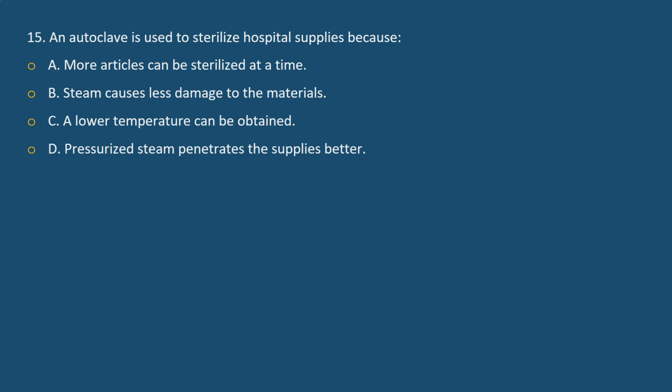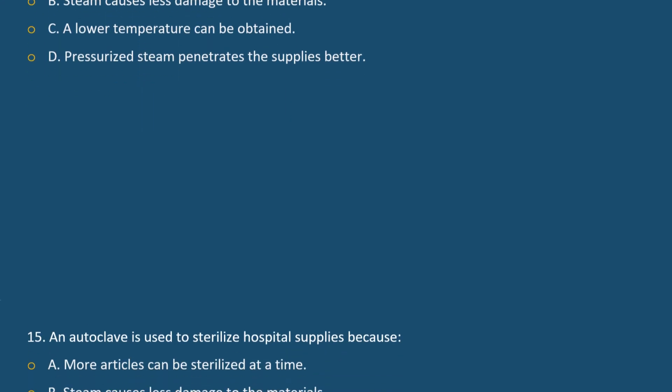Question 15. An autoclave is used to sterilize hospital supplies because A. More articles can be sterilized at a time. B. Steam causes less damage to the materials. C. A lower temperature can be obtained. D. Pressurized steam penetrates the supplies better.